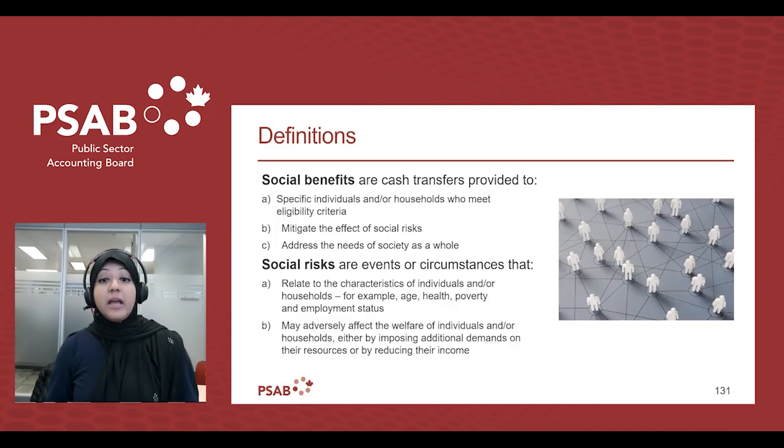For example, unemployment benefits are social benefits because the circumstances covered by the unemployment benefit arise from the characteristic of the individual and/or households. In this case, a change in the individual's employment status. By contrast, aid provided immediately following an earthquake is not a social benefit because the risk relates to geography rather than an individual and/or household. This risk is not a social risk.